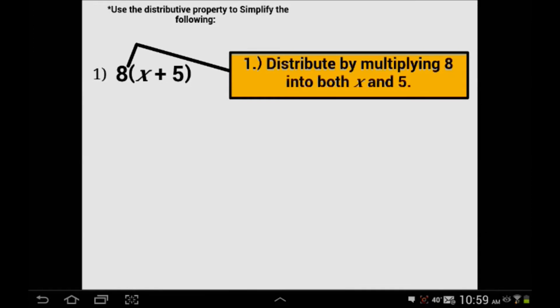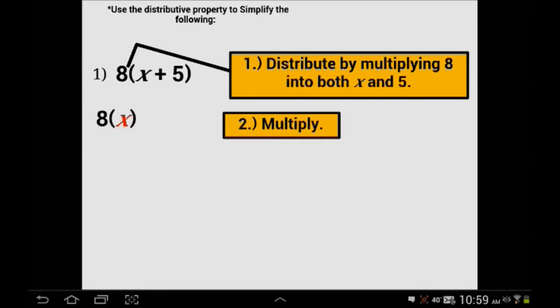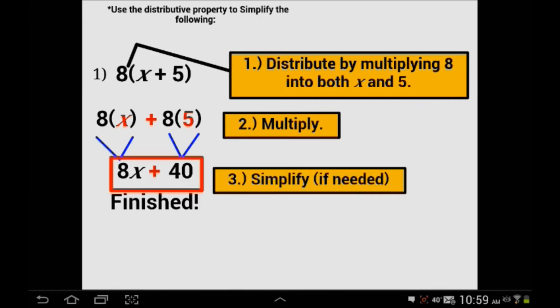So the first step is to distribute by multiplying 8 into x and 5. So you multiply and you get 8x. And then you're going to multiply 8 times 5. Now when you do the multiplication, 8 times x is 8x. 8 times 5 is going to be 40. And you're finished with that problem. It doesn't look like it's finished. That's been kind of a recurring theme lately with our assignments. But that is it. That's all you can do with this problem.